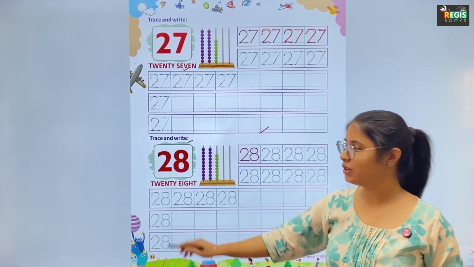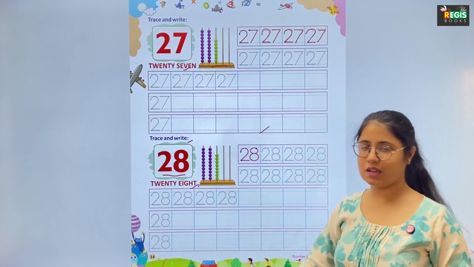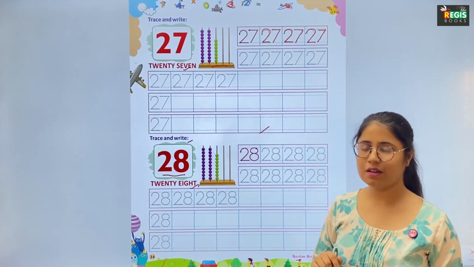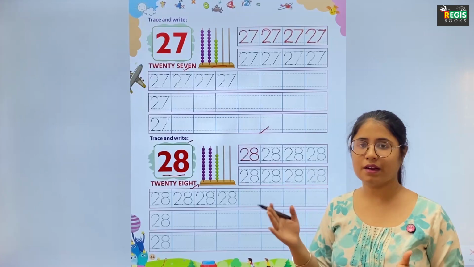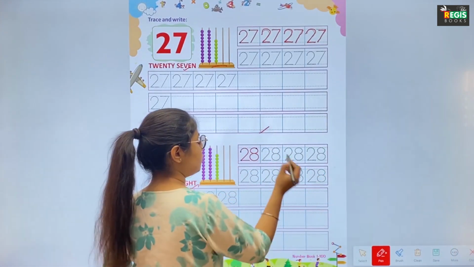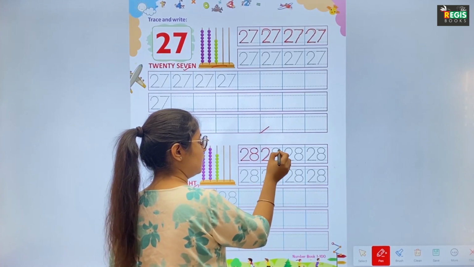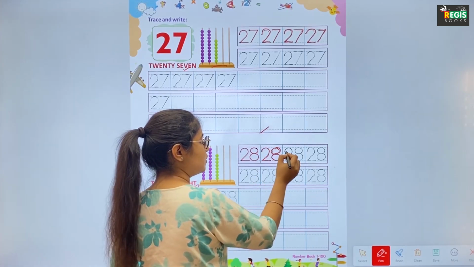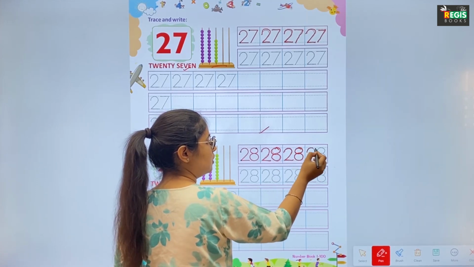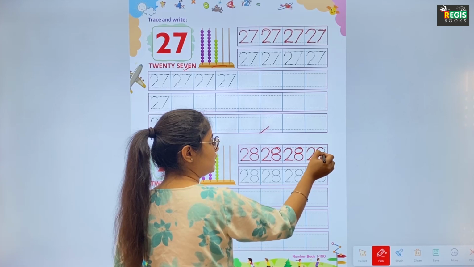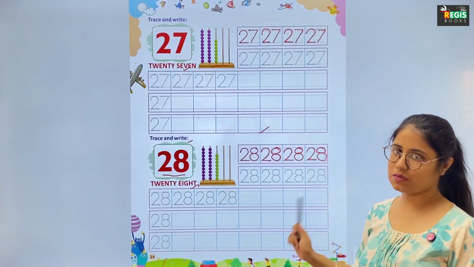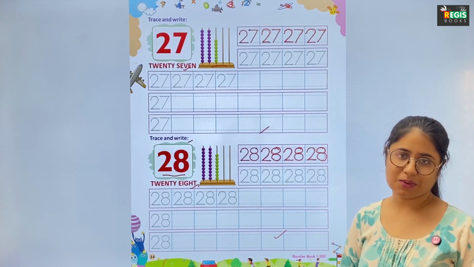Trace and write 2, 8, 28. These are total 28 dots. We write the number 28 by writing 2 and 8 together. Let's trace with me. First write the 2 like this, then 8 like this. 2, 8, 28. And similarly आप rest of the boxes में number 28 लिखकर उसकी practice करोगे.